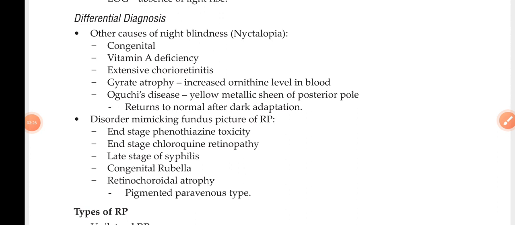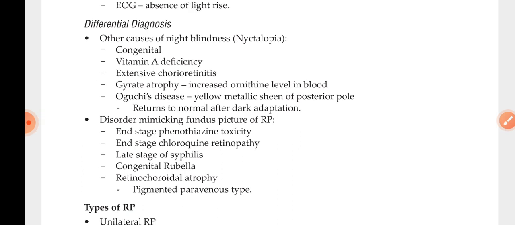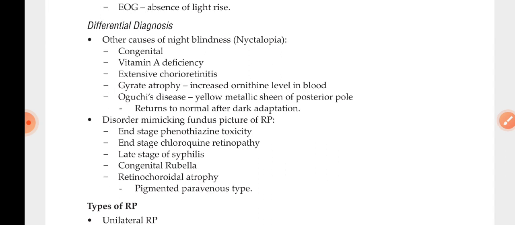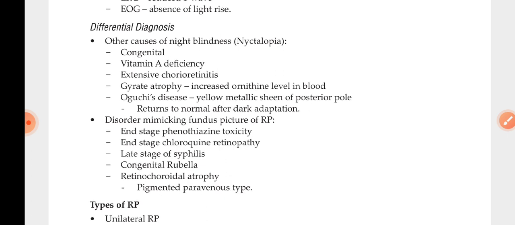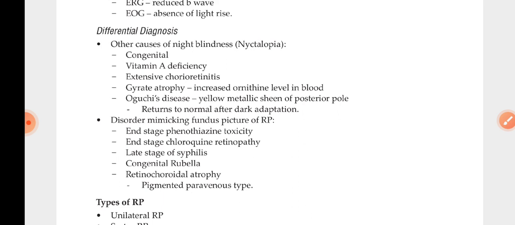Differential diagnosis. Other causes of night blindness, or nyctalopia: congenital or vitamin A deficiency, extensive chorioretinitis, gyrate atrophy with increased ornithine level in the blood, and Oguchi's disease, with a yellow metallic sheen on the posterior pole that returns to normal after dark adaptation. Disorders mimicking the fundus picture of retinitis pigmentosa are end stage phenothiazine toxicity, end stage chloroquine retinopathy, later stage of syphilis, congenital rubella, and retinochoroidal atrophy, paravenous type. Only a few you should remember.